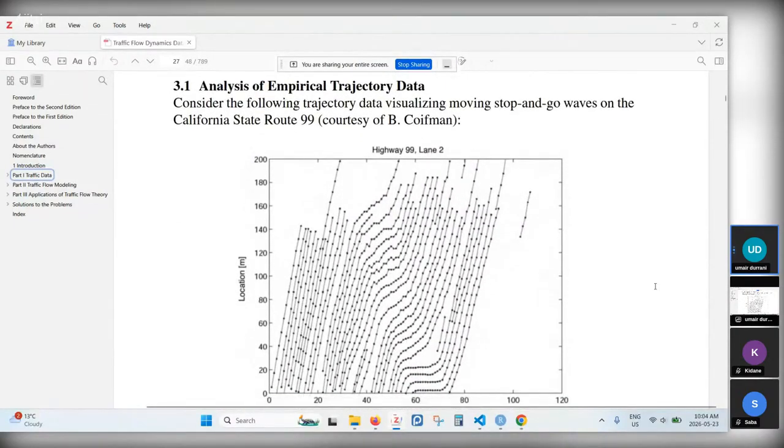Let me know if you can see my screen. Yes, we can see. Okay, thanks.